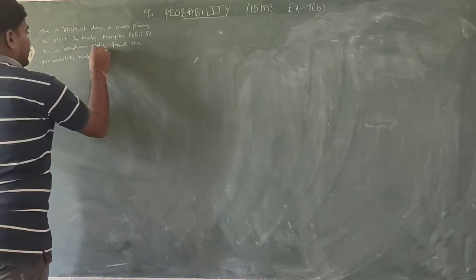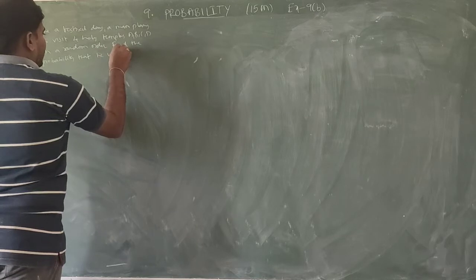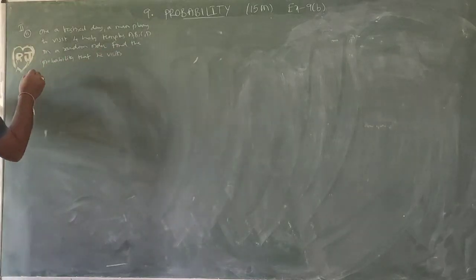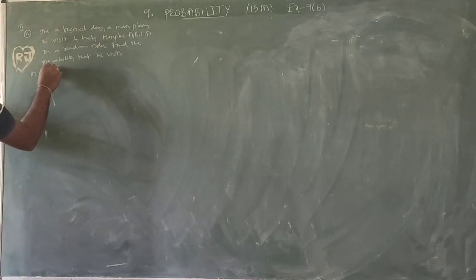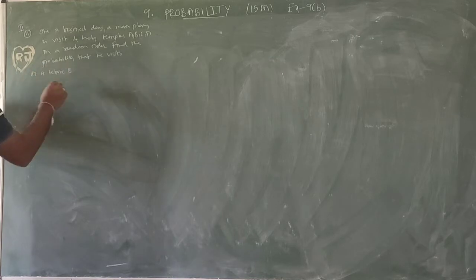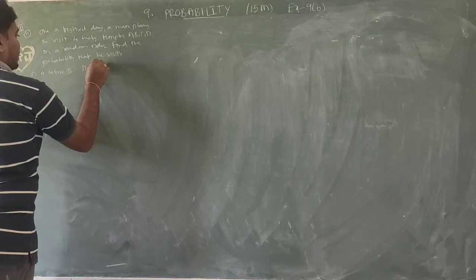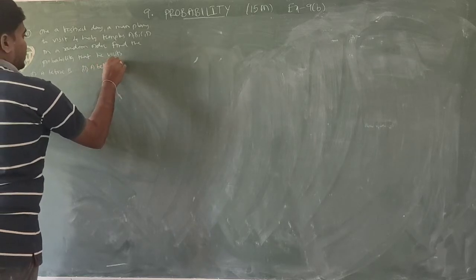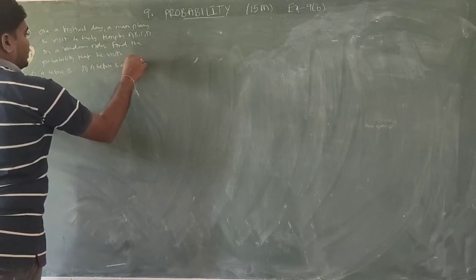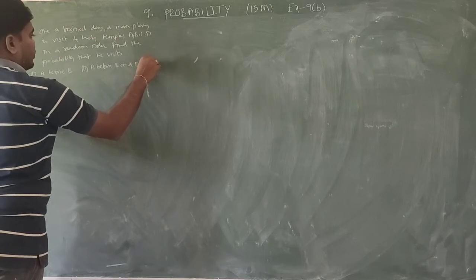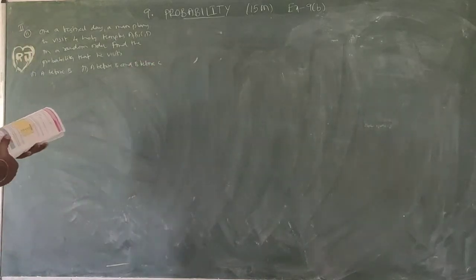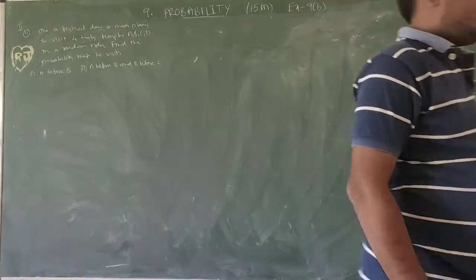he visits, first one, A before B. Second, A before B and B before C. So we will find out the solution.